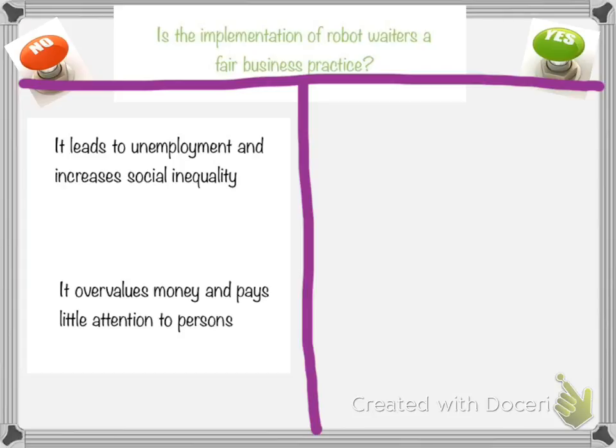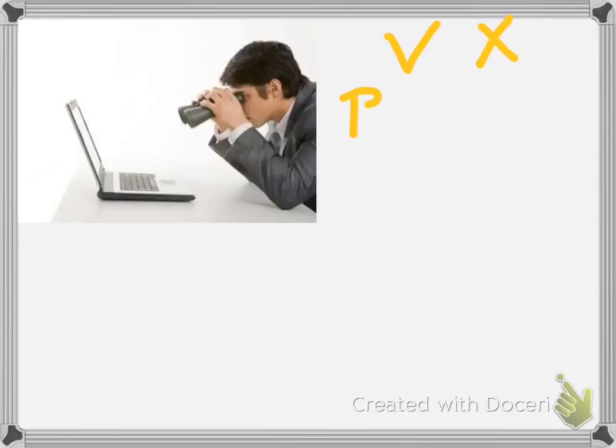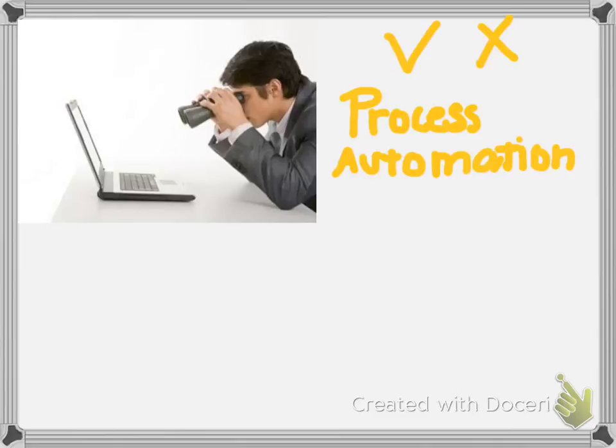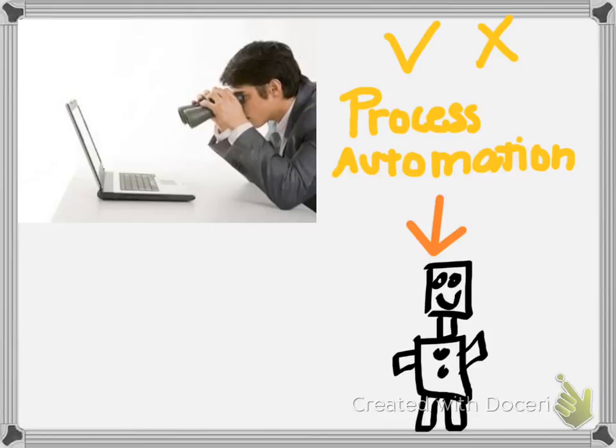Look for arguments opposite to yours, arguments that contradict your ideas. You may do a little research on the internet. Since your paper is a case study, you can broaden your scope. For example, instead of searching pros and cons of robot waiters, we can look for pros and cons of process automation and then focus those perspectives in the case of robot waiters.